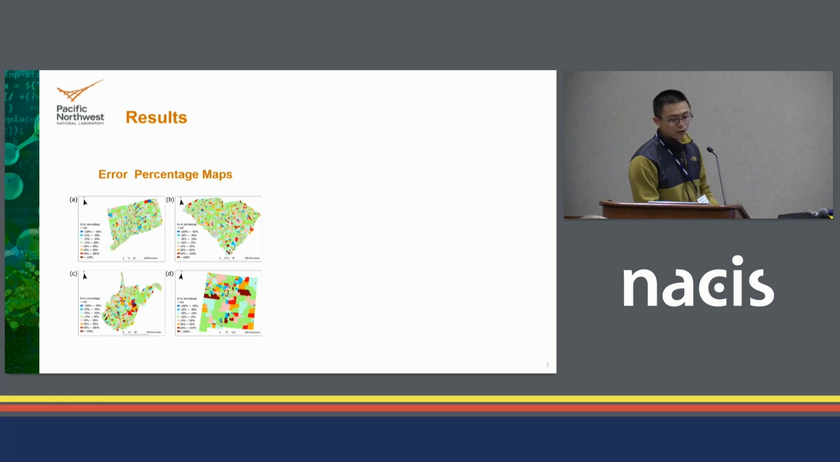The next figure shows the error percentage maps for the four states at the block group level. Based on these maps, we can observe some spatial patterns of the error. By observing the four maps and comparing with other ancillary datasets, we found that red represents the overestimation of population, and blue represents underestimation of population. The dark red represents heavy overestimation of population, which is severe overestimation.